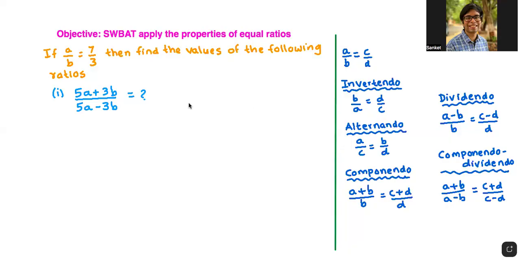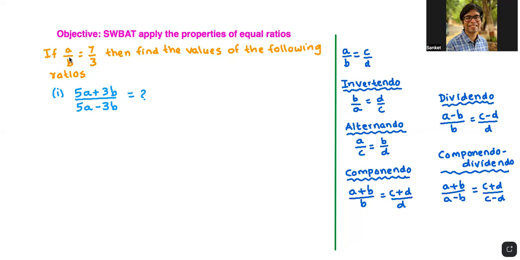Hello everyone. Our objective for today is students will be able to apply the properties of equal ratios. There are 5 properties of equal ratios: invertendo, alternando, componendo, dividendo, and componendo dividendo.